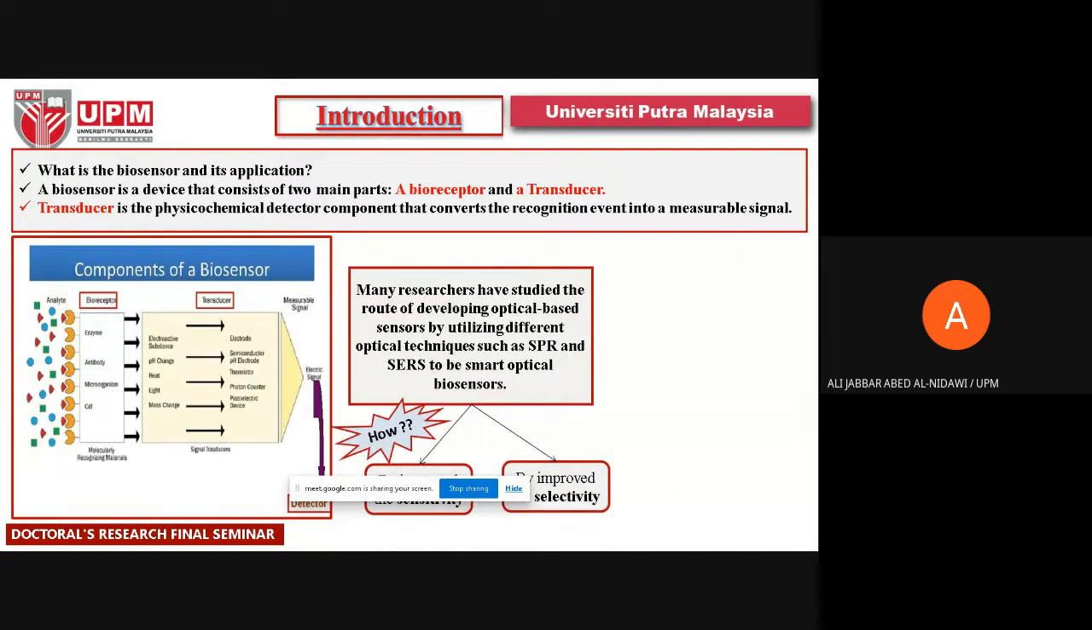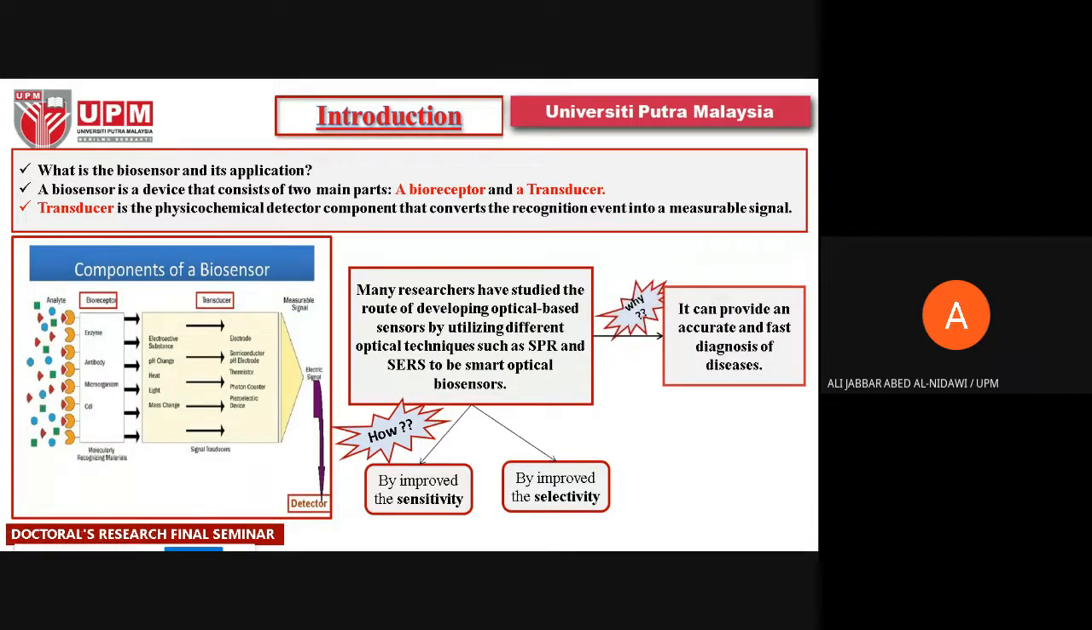Many researchers try to improve the route of developing optical-based sensors by utilizing different optical techniques such as surface plasmon resonance and surface enhanced Raman spectroscopy, using the sensitivity and selectivity of the optical properties, because they can provide an accurate and fast diagnosis of disease.